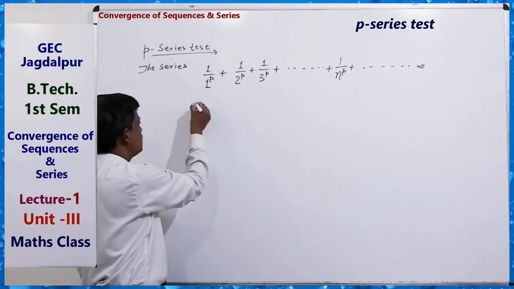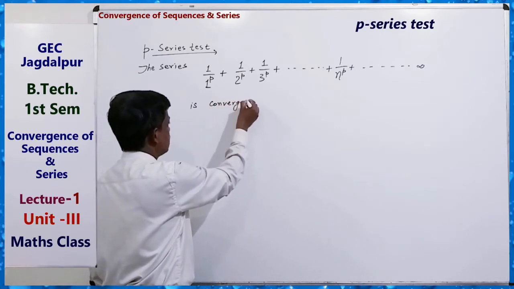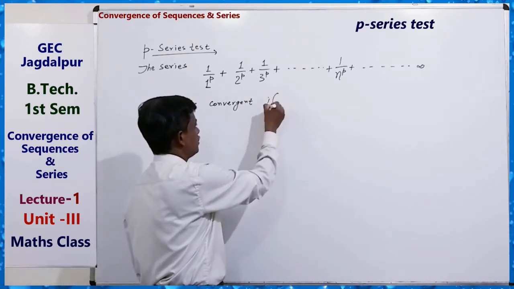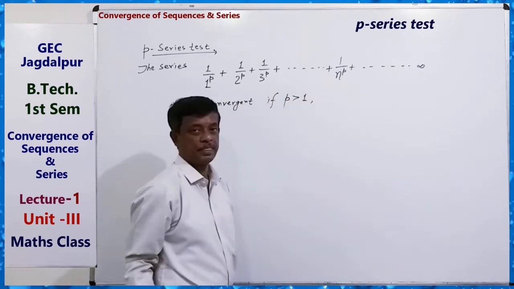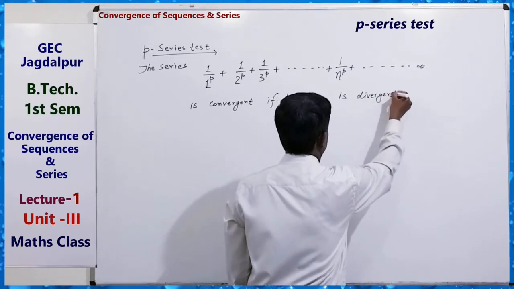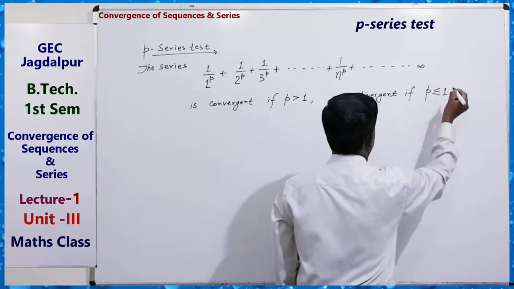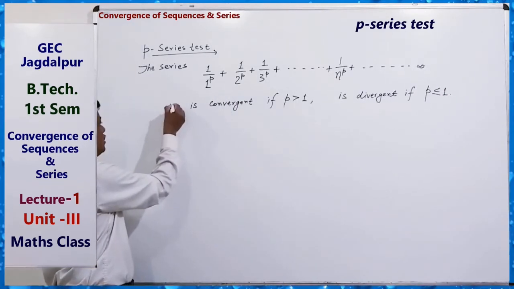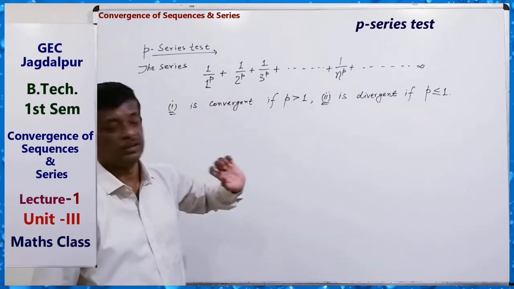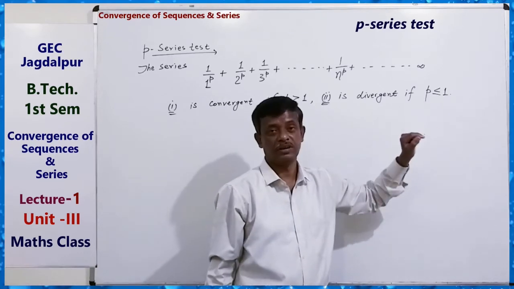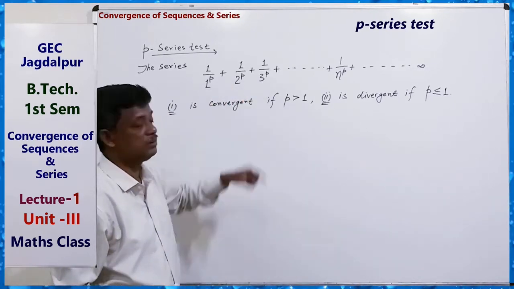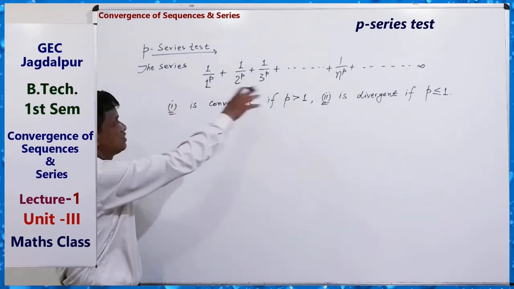This series is convergent if p is greater than 1, and is divergent if p is less than or equal to 1. Okay, this is first, this is second. Here p is a number which may be greater than 1 or less than or equal to 1. In the case of less than or equal to 1, this series is divergent, and when p is greater than 1, convergent. So that is the P series test.